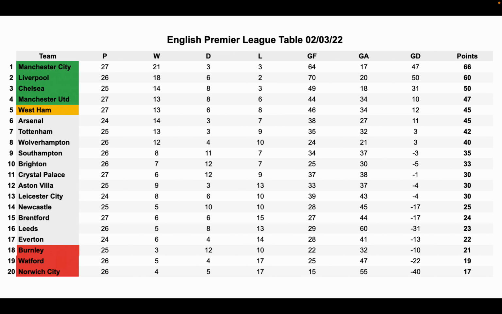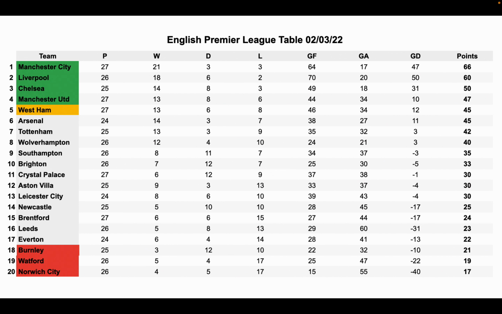Right then, let's get cracking with the recording. So this is the current English Premier League table. I'm recording this on the 3rd of March. I put this together last night. There were no games last night in the Premier League, so we've got the current Premier League table as of the 2nd of the 3rd, 2022.